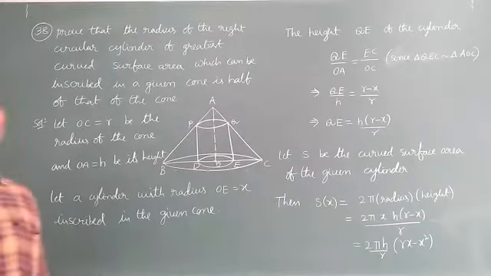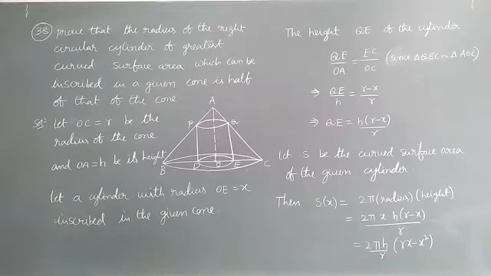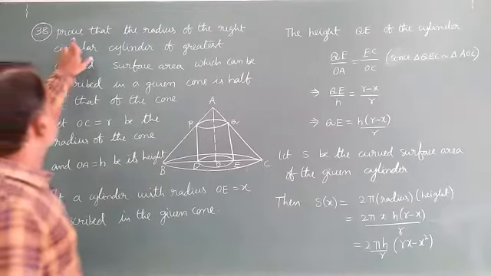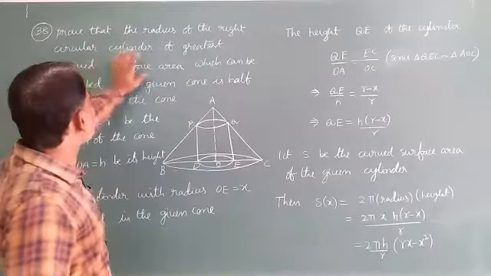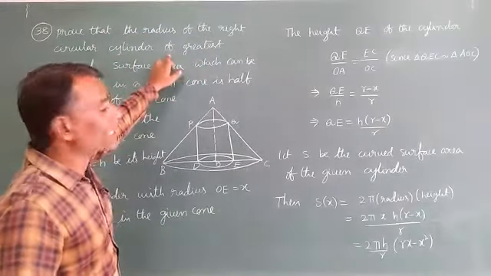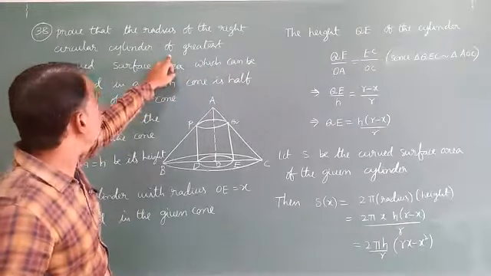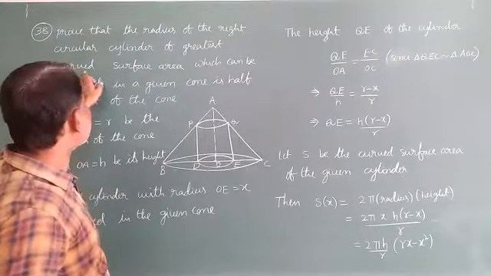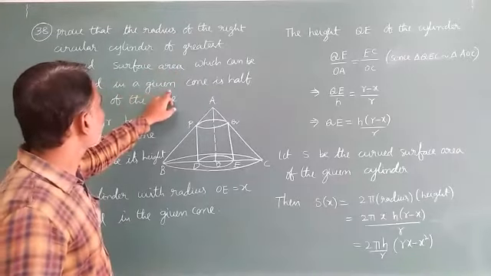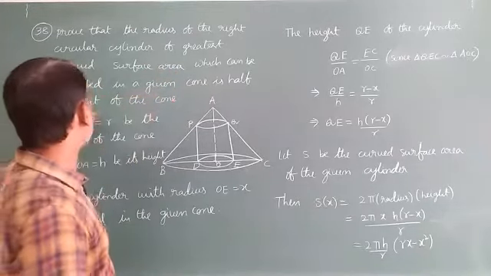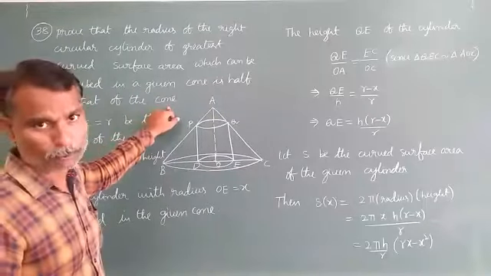Students, next, example 38. Prove that the radius of the right circular cylinder of greatest curved surface area which can be inscribed in a given cone is half of that of the cone.